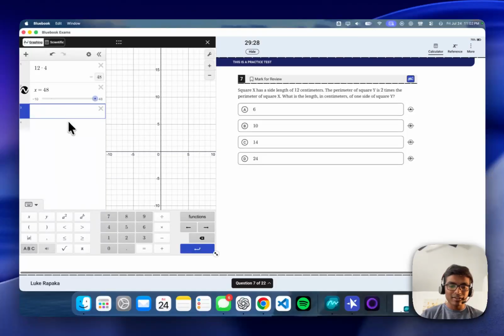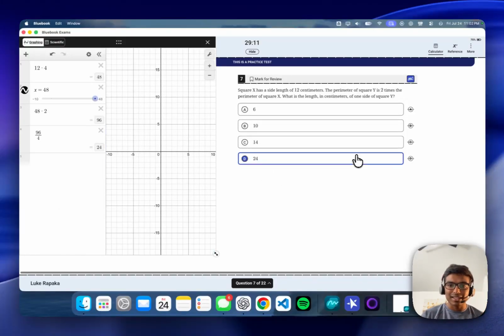The perimeter of Y is twice the perimeter of square X. So what I would do here is 48 times 2, because that's double the perimeter, right? And so the bigger square, 96 would be the whole perimeter. If we divide that by 4, 24 would be the length of each side. So that would be the answer.